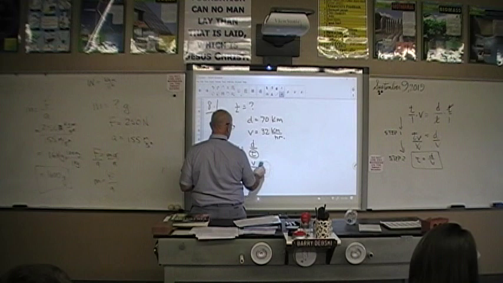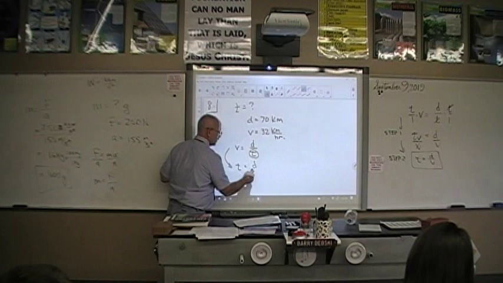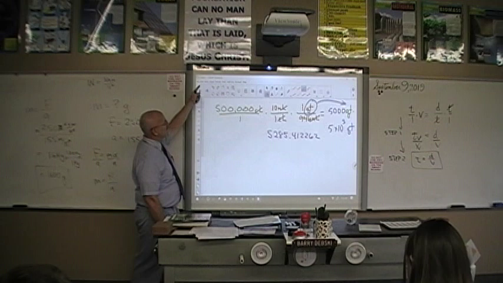See? Didn't finish the problem. Got distracted. So it needs to be T comes up here, the V goes down here. Distance divided by velocity. Thank you. Now we can substitute. I didn't finish this one. Yeah, we did that one already, right?